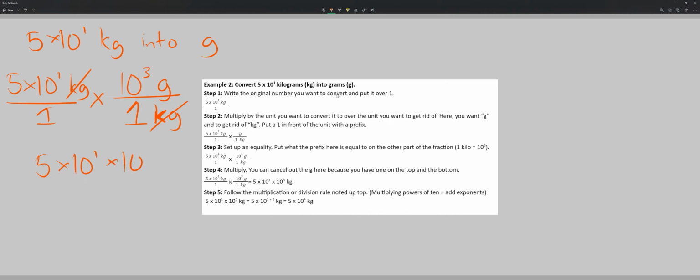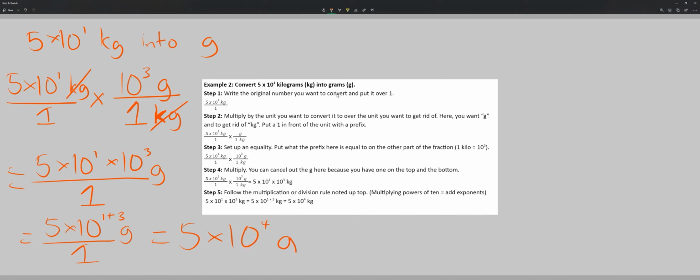And this is something we learned in scientific notation, the previous lesson, right? When you're multiplying by powers of 10, what you're actually doing is adding their exponents. So you have 10 to the 1 plus 3, and you're going to have that over 1. I actually don't even know why I'm writing that 1. But your final answer here is 5 times 10 to the 4 grams.